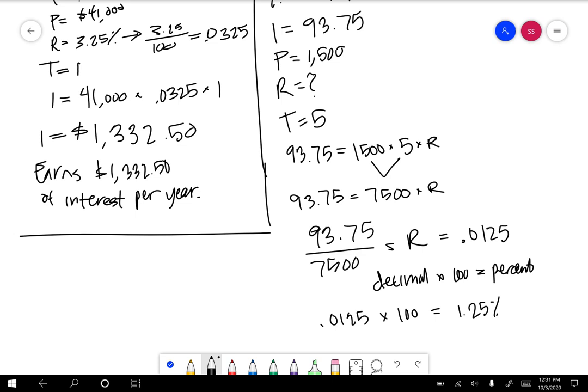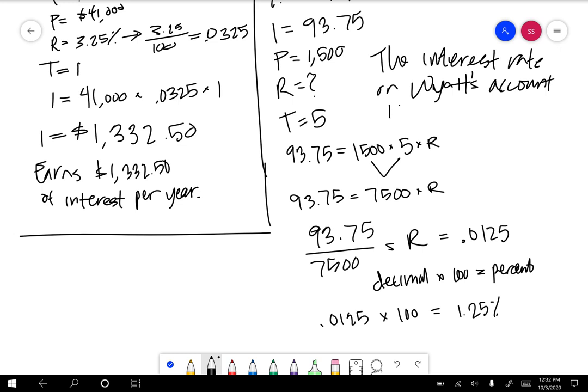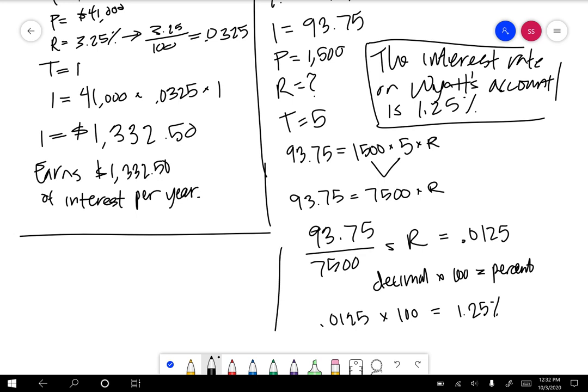So to answer our question here, the interest rate on Wyatt's account is 1.25%. And that would be our answer. Okay, hopefully that made sense.